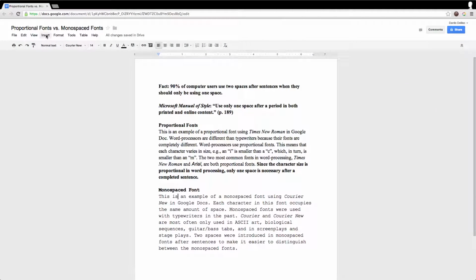This is Danilo Moroni. Today I'd like to explain a little bit about proportional fonts versus monospaced fonts. Let's begin by looking at an interesting fact here.